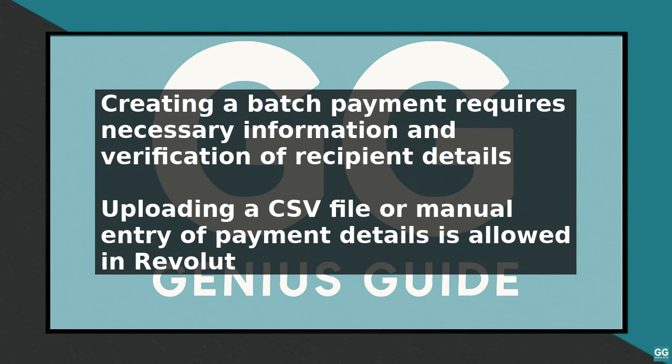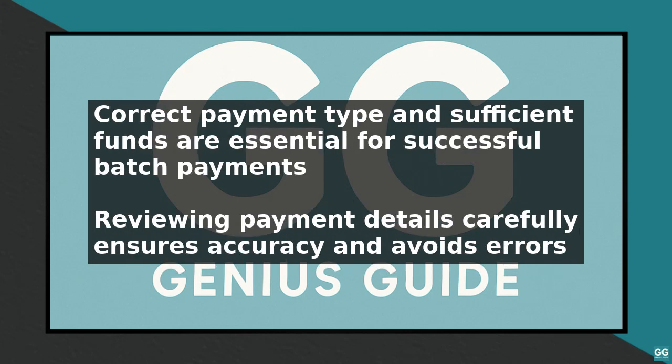To create a batch payment, log into your Revolut account and navigate to the Batch Payments section. Upload a CSV file containing the payment details or manually enter the information. Revolut allows you to upload a maximum of 1,000 payments per batch, making it an efficient way to make multiple payments. When creating a batch payment, it is essential to use the correct payment type, such as SEPA or SWIFT, depending on the recipient's location.